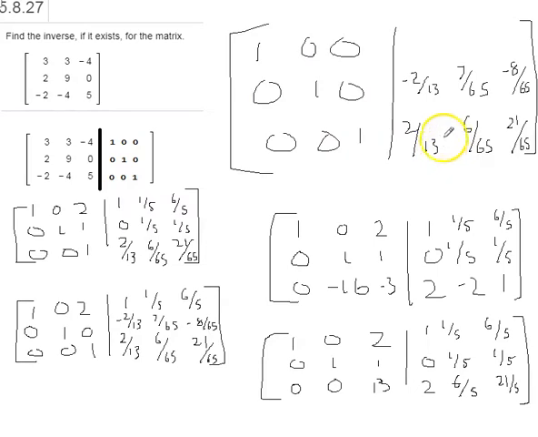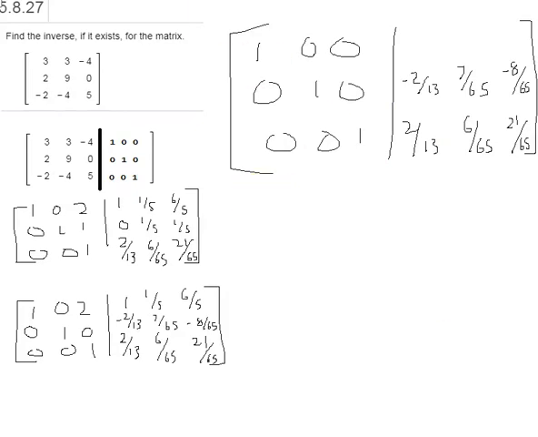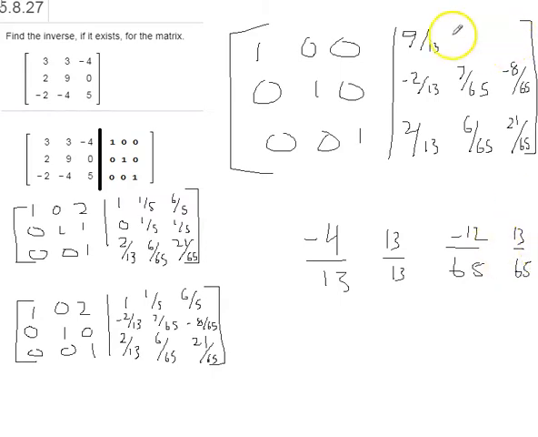And now I'm doing -2 times what I see here. Let's just go ahead and clear out more room. That would be -4/13. And I'm adding it to 1, which would be 13/13. So that gives me 9/13. Here, -2 would be -12/65. I'm adding it to 1/5, which we said was 13/65. So that gives me 1/65.